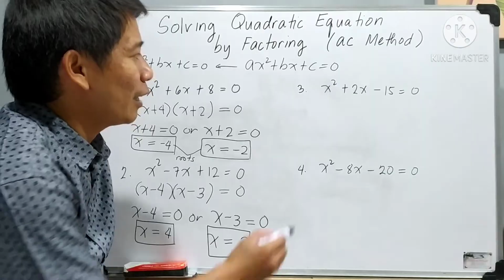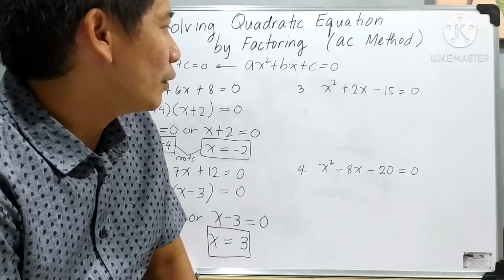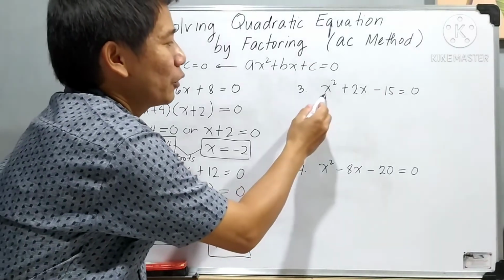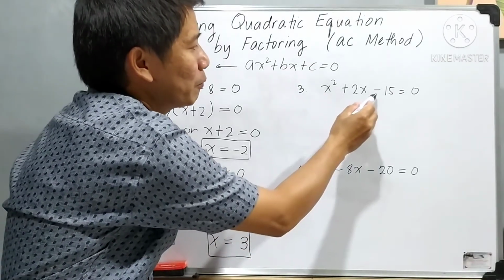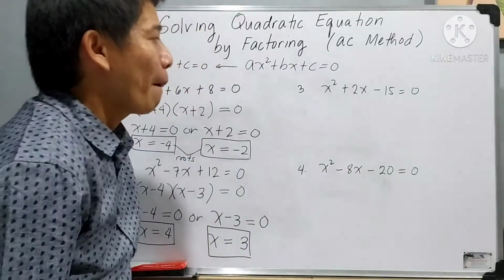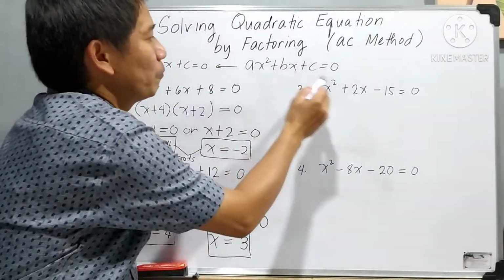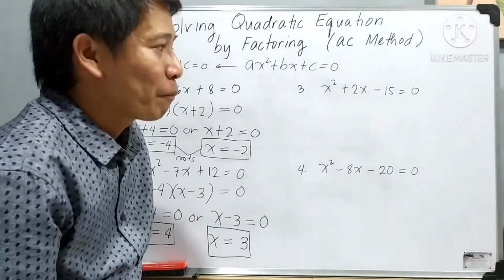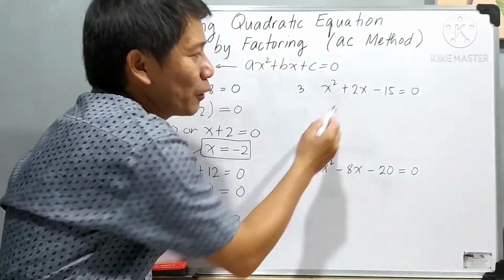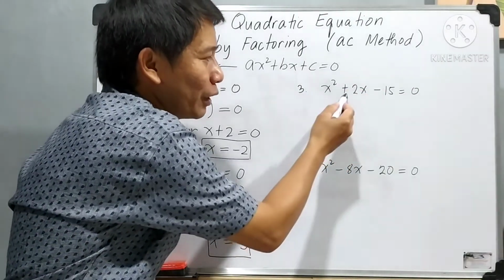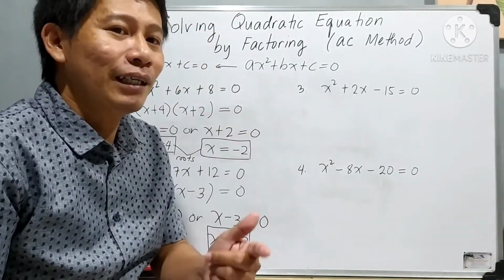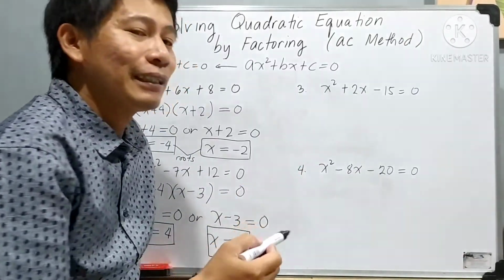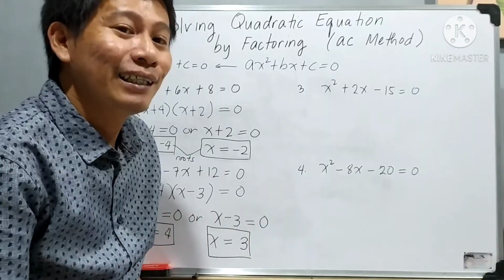Now, let's consider our third example here. Kung makikita nyo dito, sa pangatlong example ko, which is x squared plus 2x minus 15 equals 0, yung c natin is negative 15, which is negative. At yung b natin is positive 2. So, negative yung dulo, yung gitna positive. Pag ganyan, ang i-consider nating factors ay isang positive at isang negative.